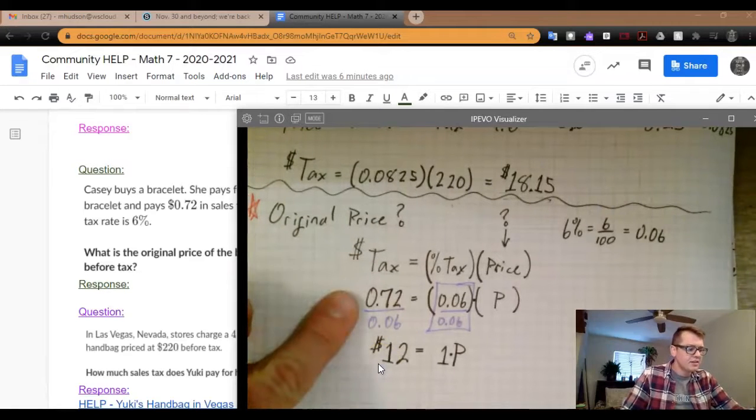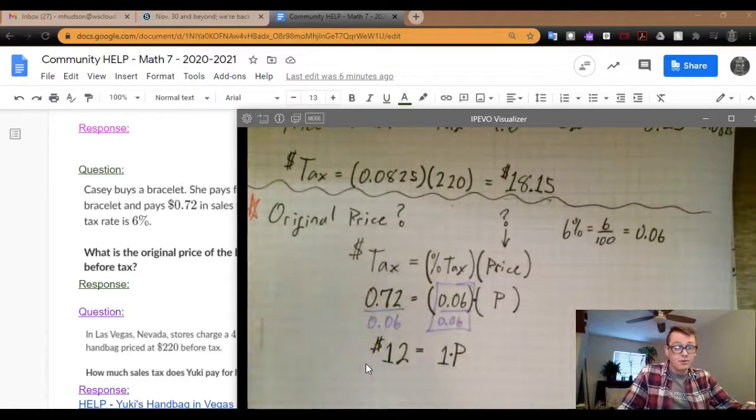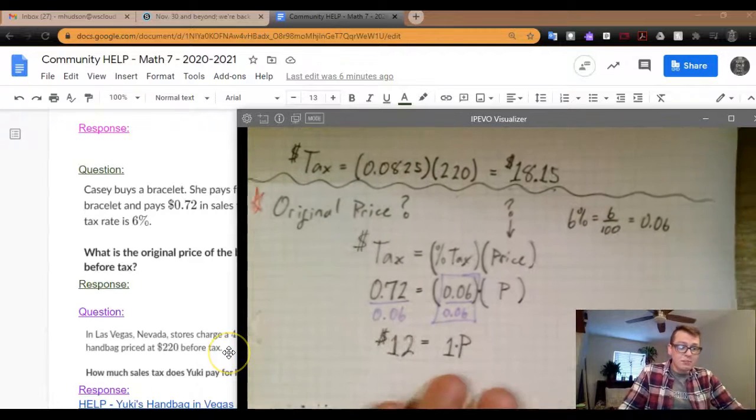After tax, since that 72 cents would add on to it, it would of course be $12.72.